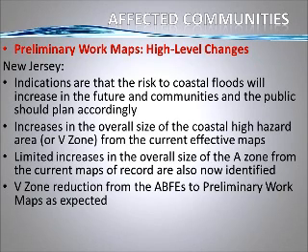So with the preliminary work maps, there's been some high-level changes. And the main reason is there's indications that coastal flood risk will increase in the future. So communities and the public need to prepare and plan accordingly with mitigation actions and conveying this risk to the public. With that comes an associated overall increase in the V zones when compared to the current effective maps.